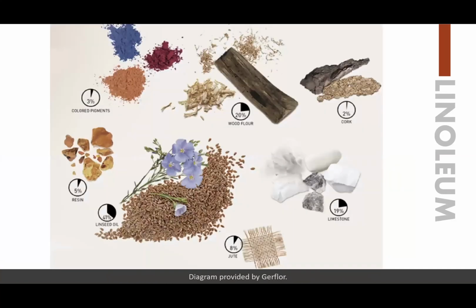So here are the different components. 3% are the colored pigments, 20% is the wood flour, 2% is cork flour, resin is 5%, and the linseed oil is 41%. So the majority of the product is made from linseed oil and wood flour. And then limestone, which is calcium carbonate, is the filler. The backing is generally made out of jute.